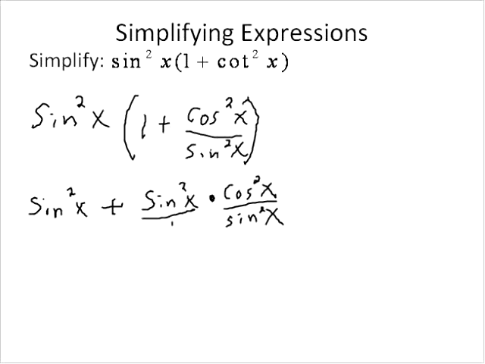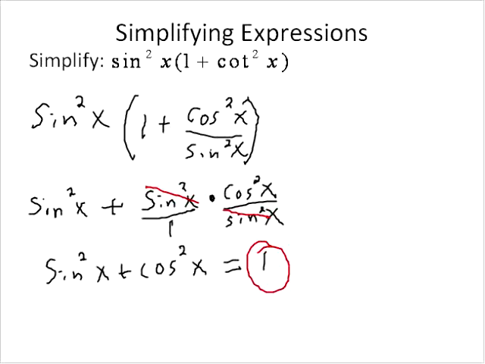But think of the sine squared x as sine squared over 1. So let me pick a different color. So the sines will cancel, and I'll be left with sine squared x plus cosine squared x. And from looking at my formula sheet again, that's a Pythagorean identity, and so that's just a 1. So this whole thing simplifies down to 1 because that's a Pythagorean identity.